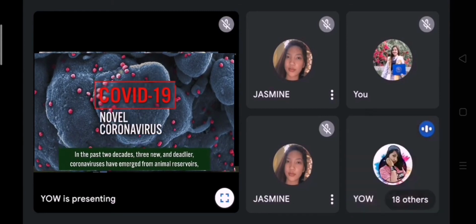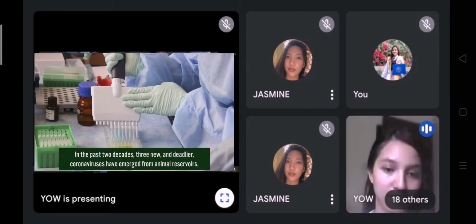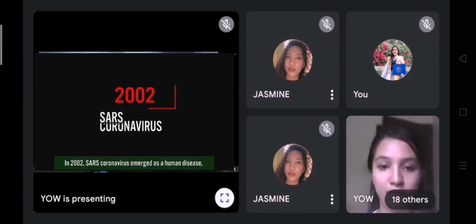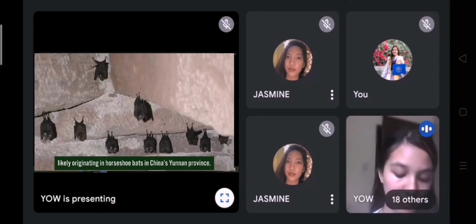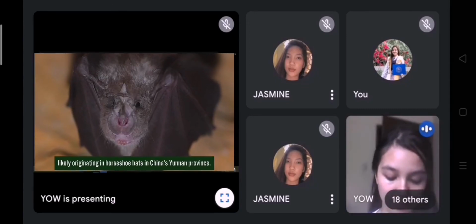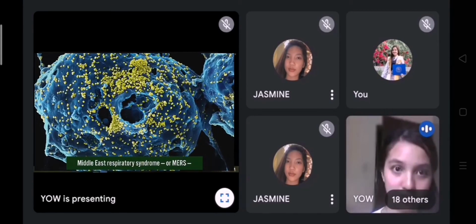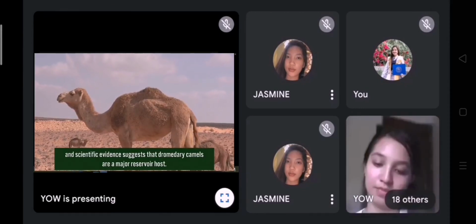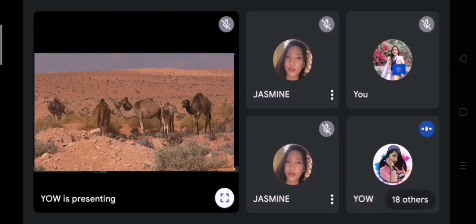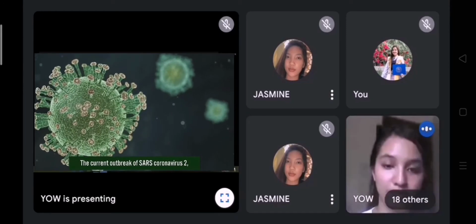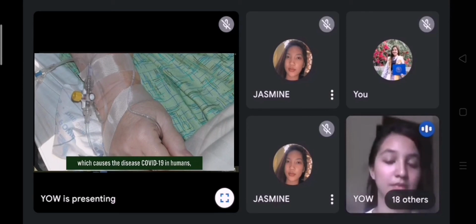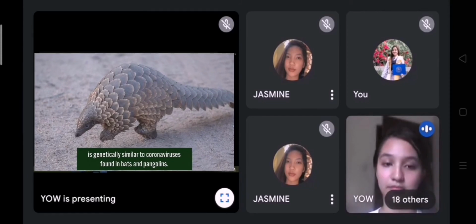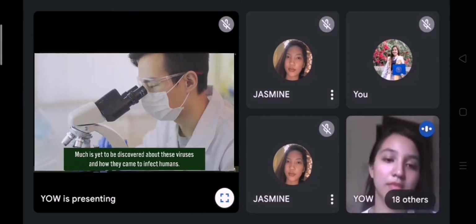In the past 2 decades, 3 new and deadlier coronaviruses have emerged from animal reservoirs, causing serious and widespread illness and death. In 2002, SARS coronavirus emerged as a human disease, likely originating in horseshoe bats in China's Yunnan province. Middle Eastern Respiratory Syndrome, or MERS, was identified in 2012, and scientific evidence suggests that dromedary camels are a major reservoir host. The current outbreak of SARS coronavirus 2, which causes the disease COVID-19 in humans, is genetically similar to coronaviruses found in bats and pangolins. Much is yet to be discovered about these viruses and how they came to infect humans.